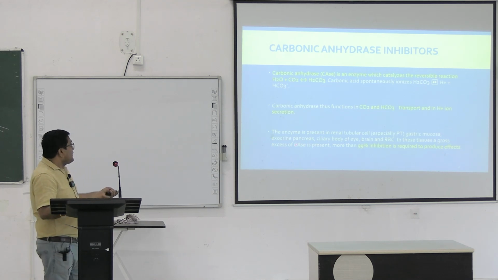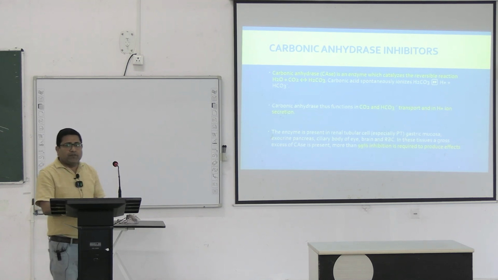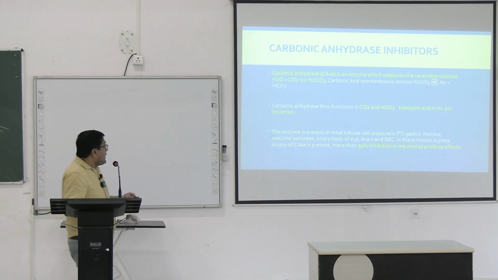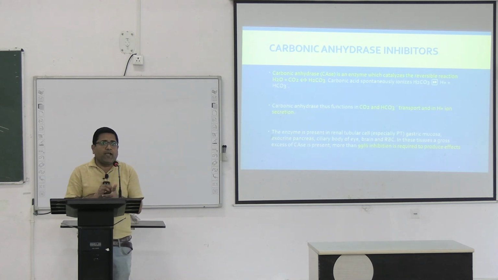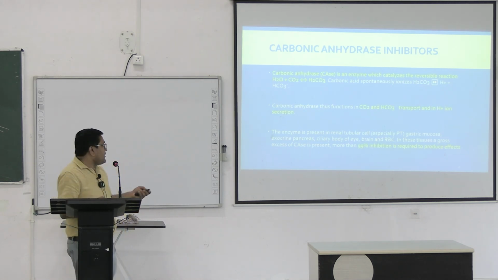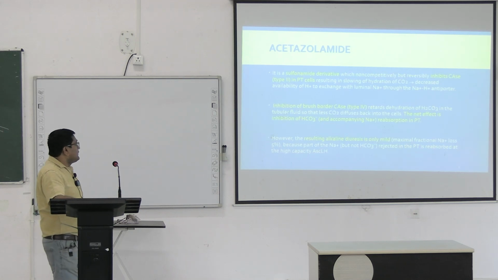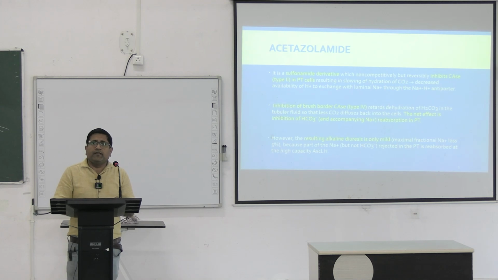They are also present within the proximal tubular cell. Okay. Now they are also present in the gastric mucosa, exocrine pancreas, in the ciliary body of the eye, in the brain, in the RBCs, etc. In these regions, to show the effect, the carbonic anhydrase inhibitors require 99% inhibition of the enzyme. Now coming to acetazolamide, it is a prototype drug in the carbonic anhydrase inhibitors.